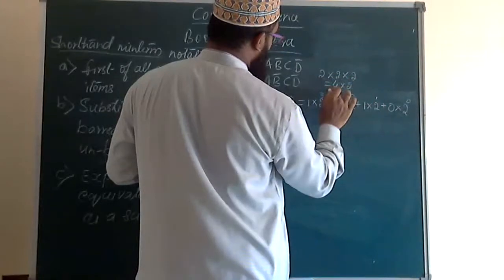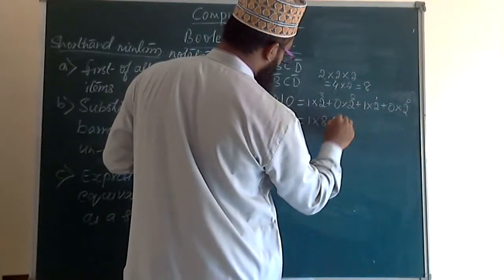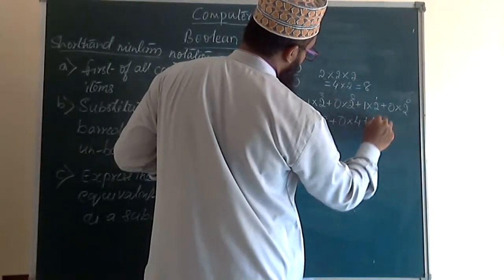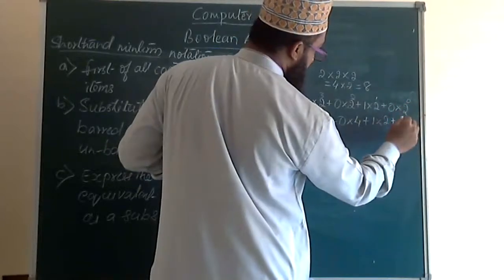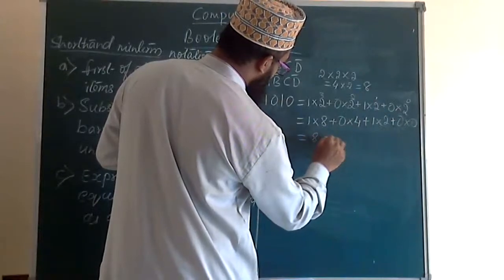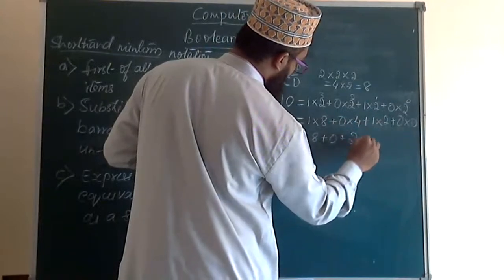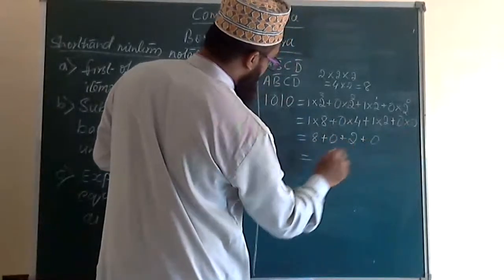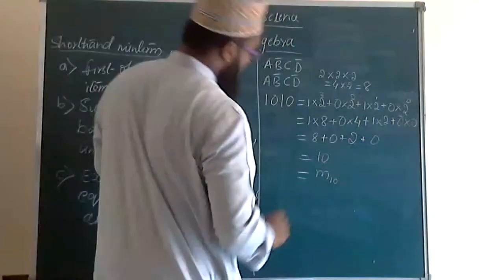Okay, 2 2s are 4, then 4 2s are 8, which is equal to 8. 1 into 8 plus 0 into 2 power is always 4, plus 1 into 2 plus, okay, 0 to the power anything is 0, 0 into 0, which is equal to 8. 1s are 8 plus 0 into 4 is 0 plus 1 into 2 is 2 plus 0 into 0 is 0, which is equal to 8 plus 2 is 10. This is equal to M10.